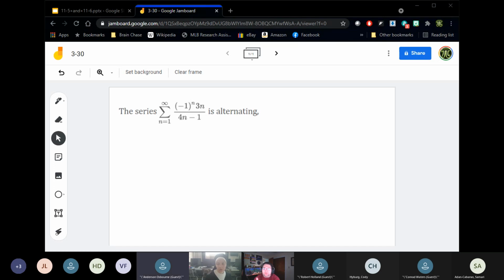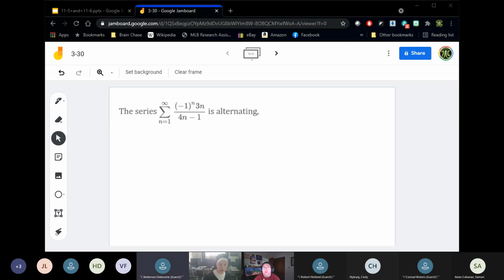Yeah, that's the thing when we're looking at it. So you're looking at two different things. You're looking at the limit as it's going to infinity, which is the second criteria. The first criteria is, is it decreasing? So is the second term smaller than the first term? And so on and so forth.